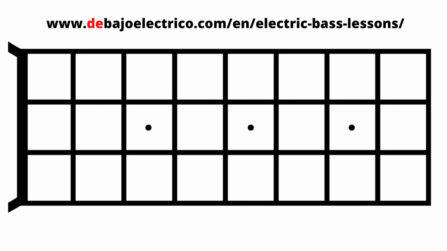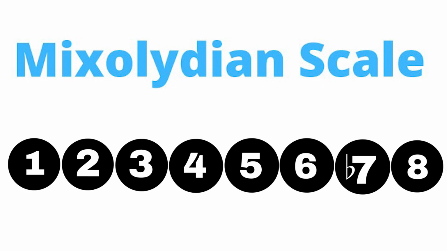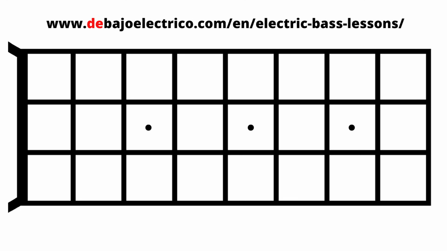The next scale on our list is the Mixolydian mode. The Mixolydian mode comes from the fifth note of the major scale, and it has the same structure as the major scale, but with a minor seventh. This scale is frequently used in the blues genre, next to other scales that we're going to see next.